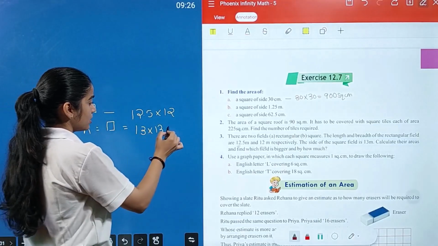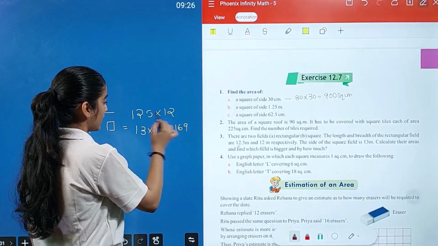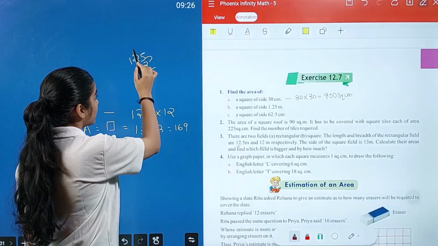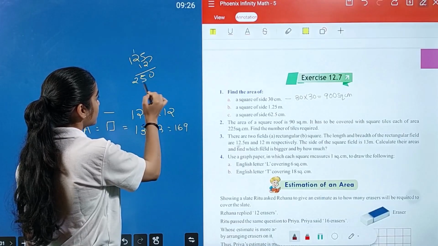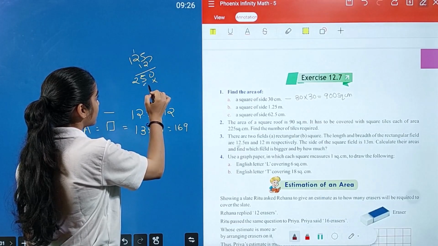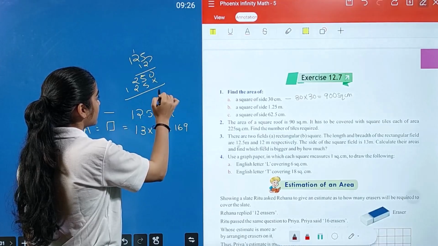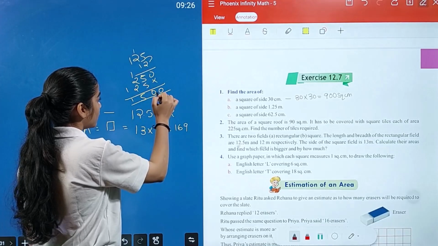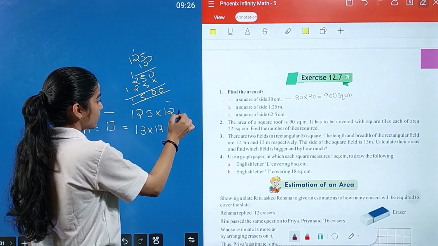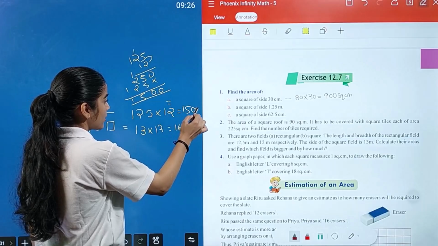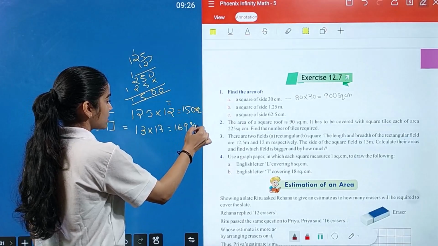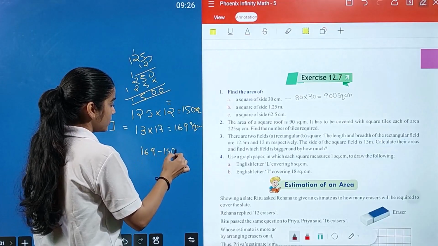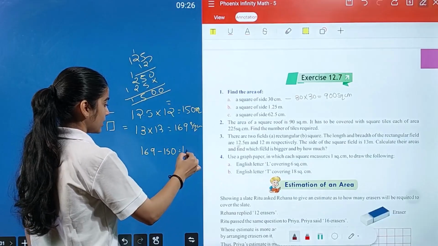So 13 times 13 is 169, and 12.5 multiplied by 12 is 150, and you have to place a decimal point here. So this is your 150 square centimeter and 169 square centimeter. 169 minus 150, so your answer is 19 square centimeter.